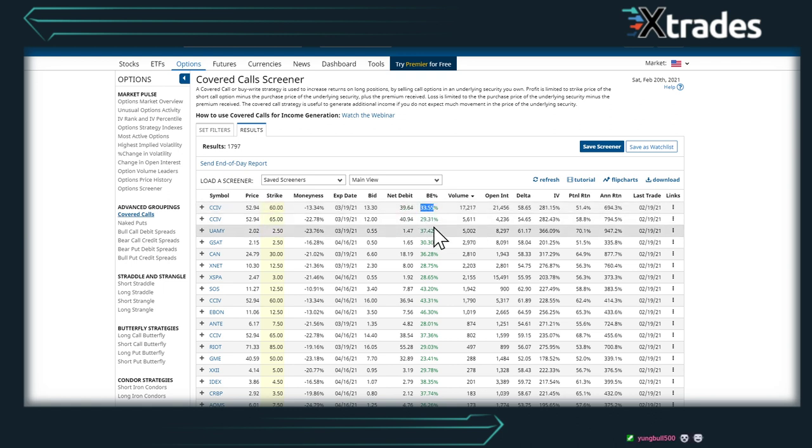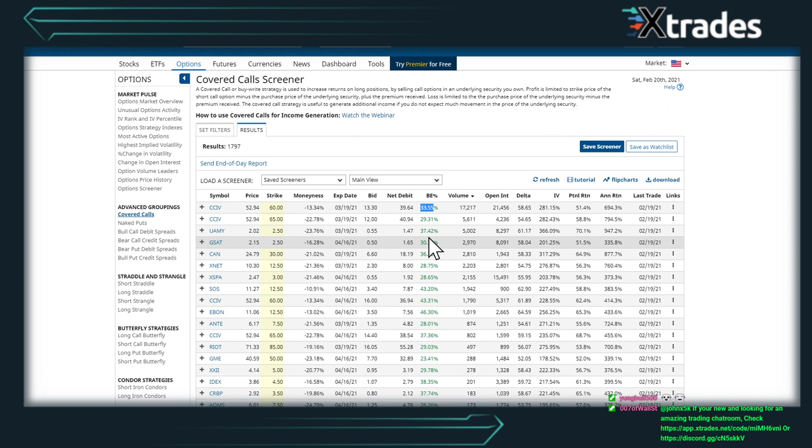So break even is essentially your protection. How much protection do you have on the covered call that you're playing? The higher the break-even percent is, the more downside protection you have, because you can drop a lot more on that stock and still be profitable. Volume, again, very high. Open interest is also very high. Delta is 58, which I think is okay. Kind of on the high side again.